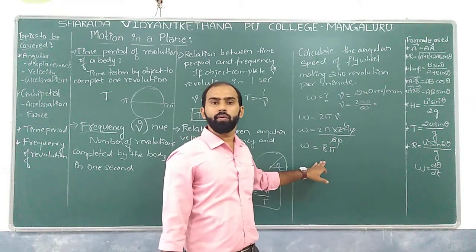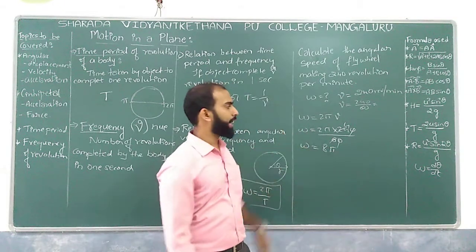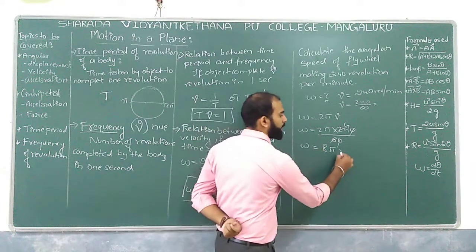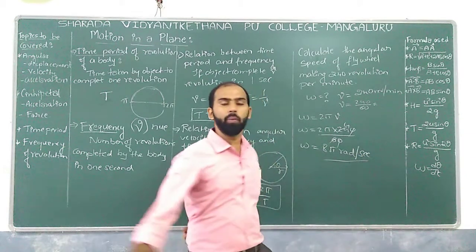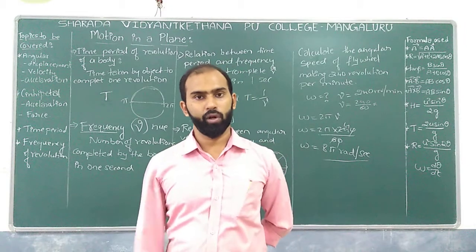Now what is the SI unit we can have for angular velocity over here? Since this 2 pi is in radians, your job is to write radian per second. So this is the value of angular frequency we can have under this particular concept. Fine.